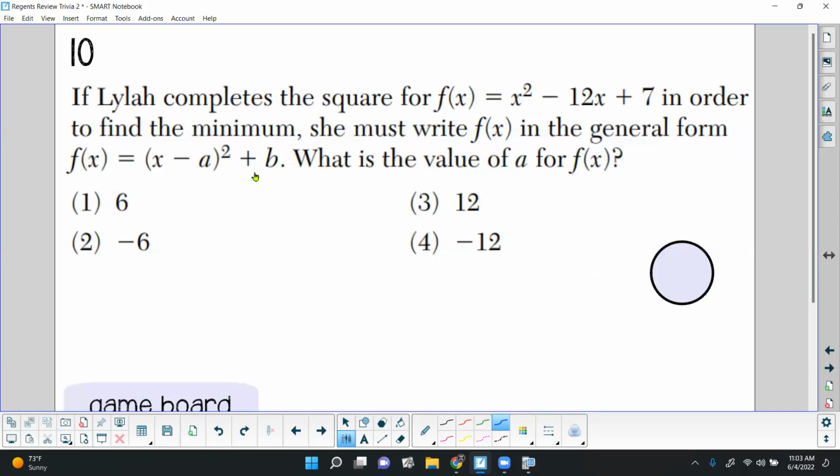All right. Thanks, Deanna. We're on to some math now. We only got a couple more to do. If Lila completes the square, what would be the number in the A position? Careful, kids, careful. This is a tricky question, so look at it carefully.